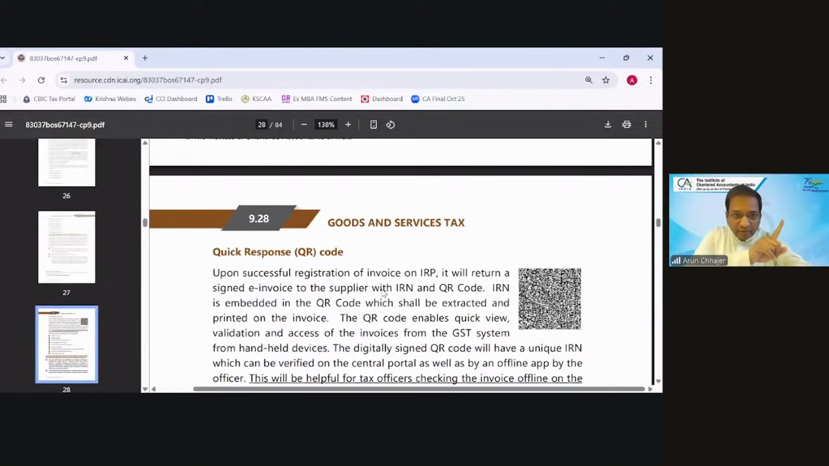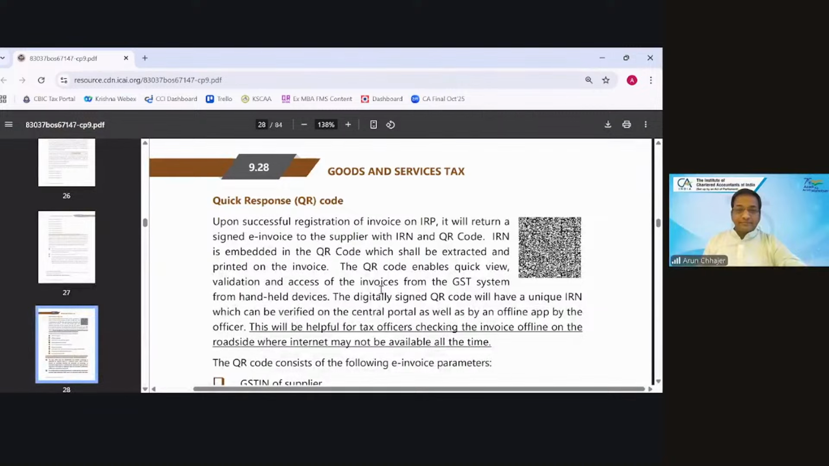See, there's a difference between the QR code and the dynamic QR code. Correct? If I use only the term QR code, it means we are talking about the invoice. Upon successful registration of an invoice on IRP, it will return the signed e-invoice to the supplier with IRN and QR code. IRN is embedded in the QR code, which shall be extracted and printed on the invoice. This looks like a QR code.